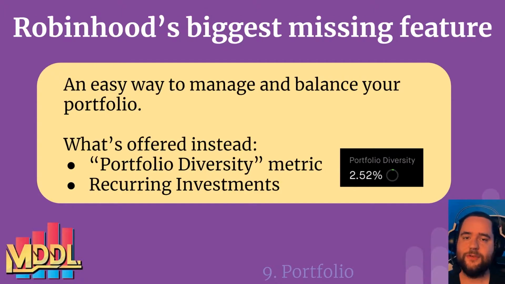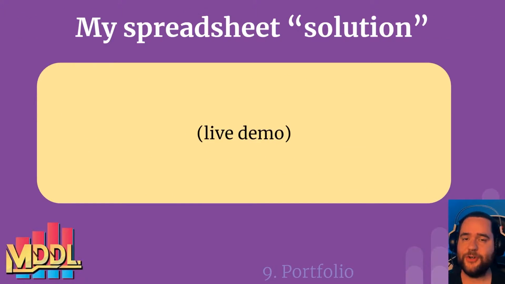While this is useful information, if you have a lot of stocks in your portfolio, then it's pretty much useless. There's also a recurring investments feature, which I have not personally used, but it basically allows you to schedule recurring buys of a certain stock or a certain crypto. This might be a viable way for you to grow your portfolio, but it's still a little too brittle for me. So time to show you my current, or rather my previous solution, which involved a spreadsheet.